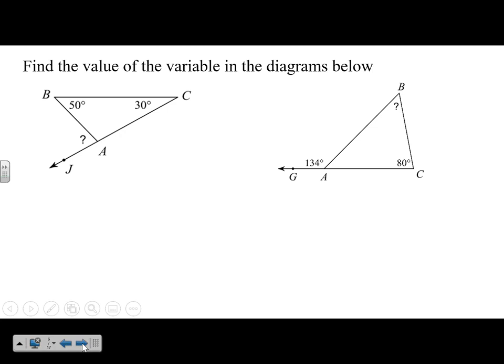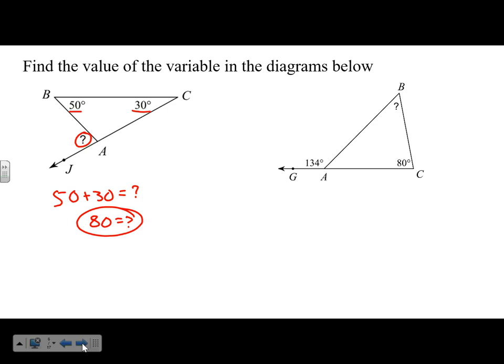So finding the value of the question mark, or variable, shouldn't be too bad. Some of them are going to be an x. If I'm looking for this angle right here, it's just these two angles added together. So 50 plus 30 is equal to that question mark. So that question mark is 80. That's all there is to that one.